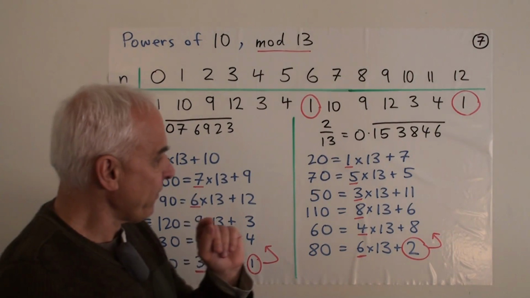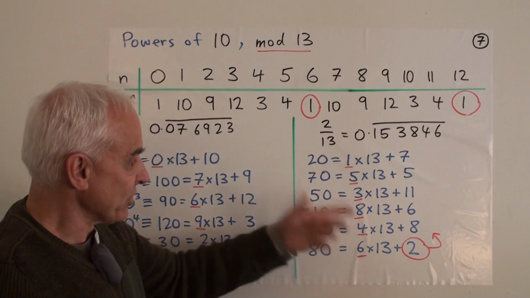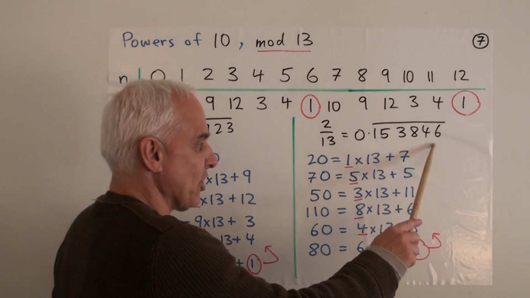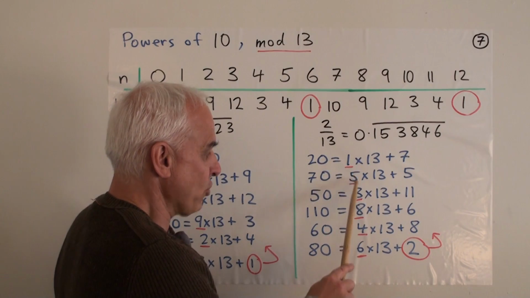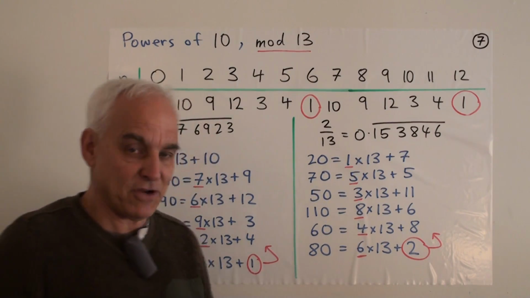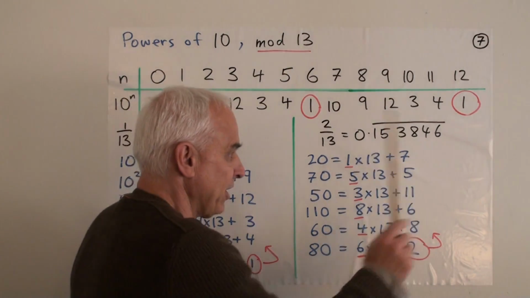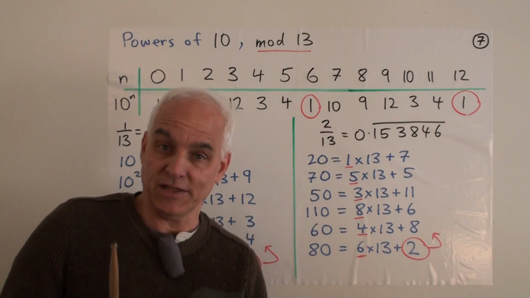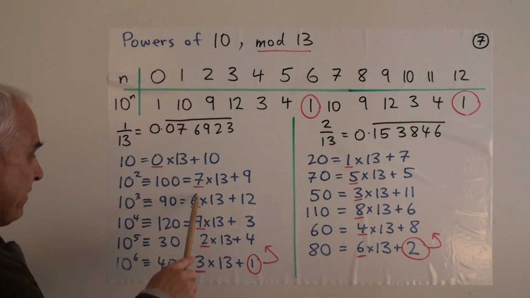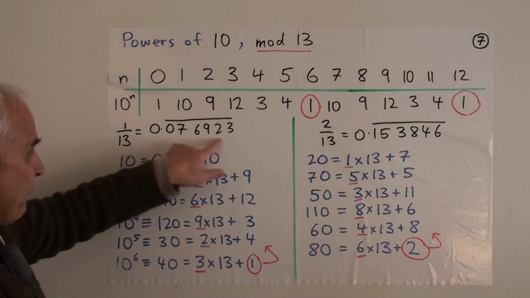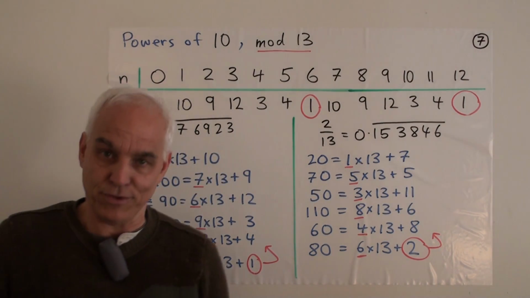And the role of the quotients is just as before. It's telling us what the digits are. So there's a 1 times 13 here, a 5 times 13, and so on. These are the quotients that we get with these successive divisions, and they are forming exactly the sequence of digits in the expansion of 2 over 13. Just as over here, the quotients 0.76923 are forming the digits of 1 over 13.